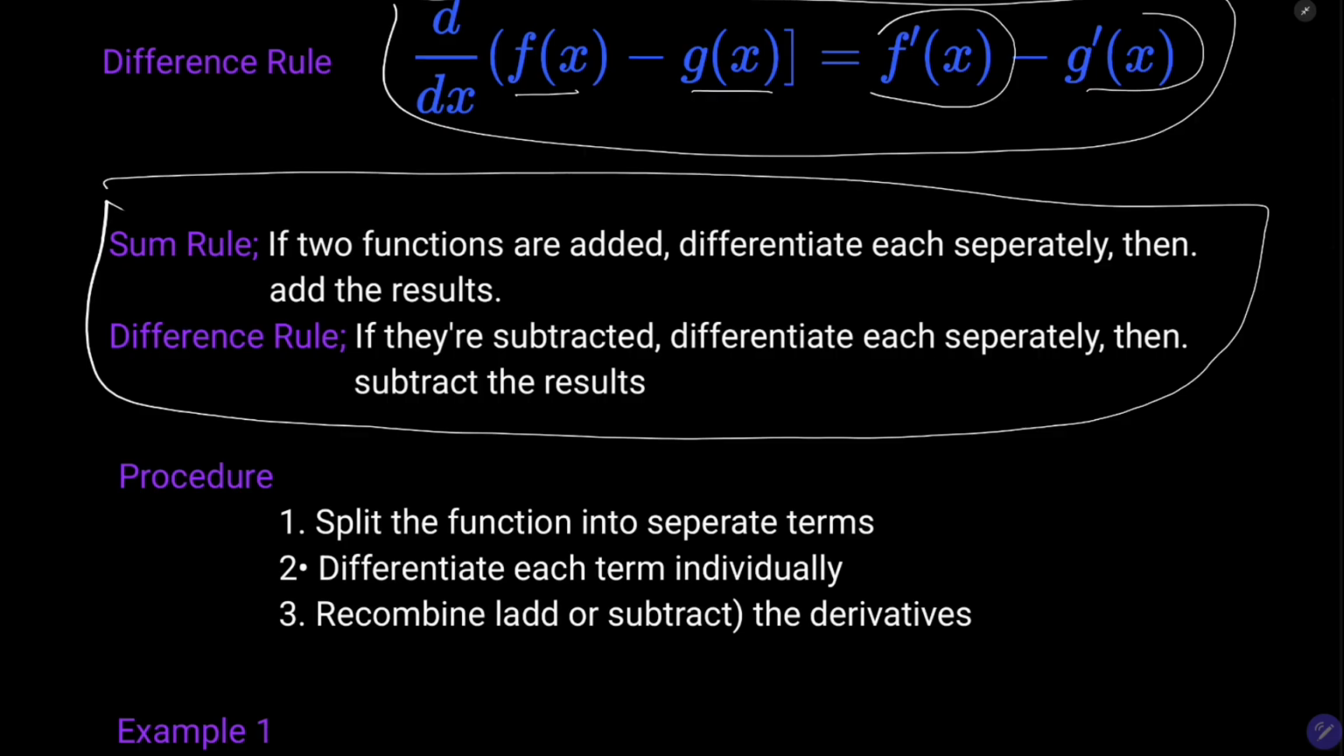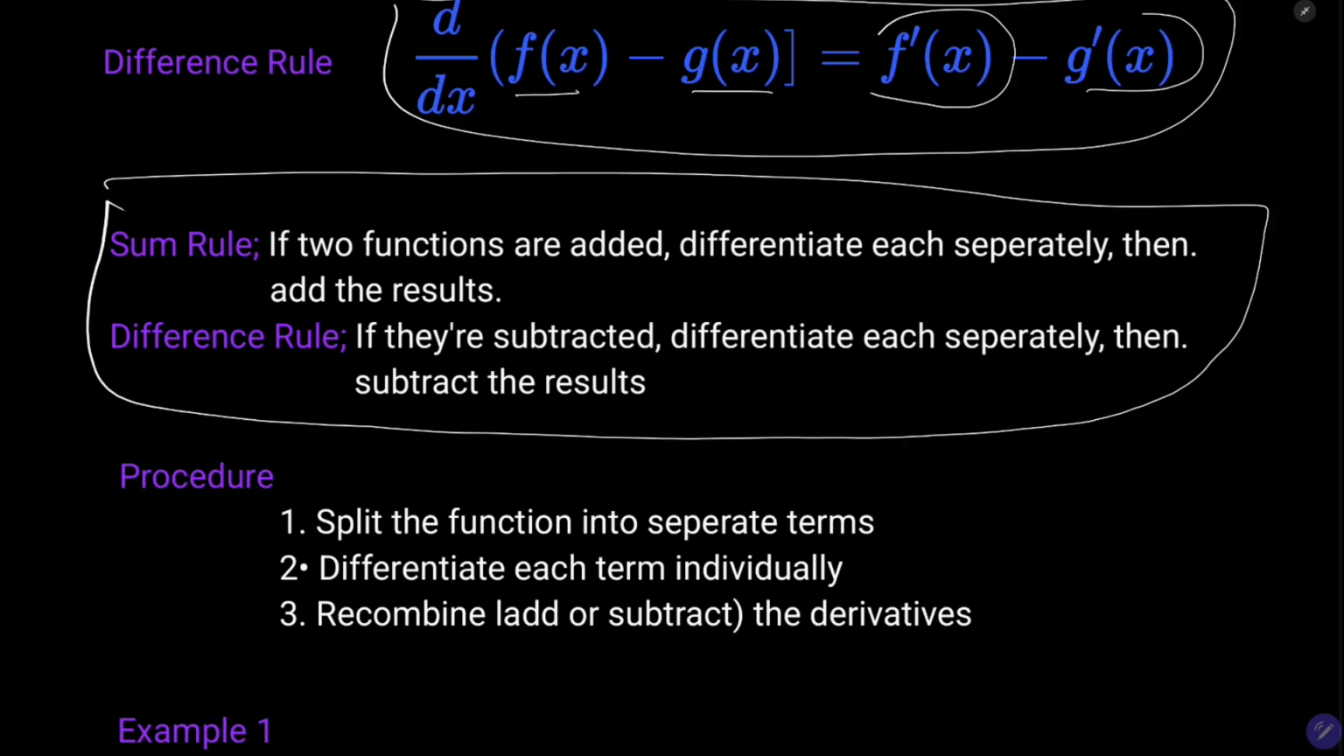Now, differentiating using these two principles, that is the sum rule and the difference rule, can be summarized into three different steps. What is the first step? Split the function into separate terms. For these types of functions, we have the sum or difference of many terms. So the first thing we need to do is to split them into different terms in order to either add their derivatives or subtract their derivatives.